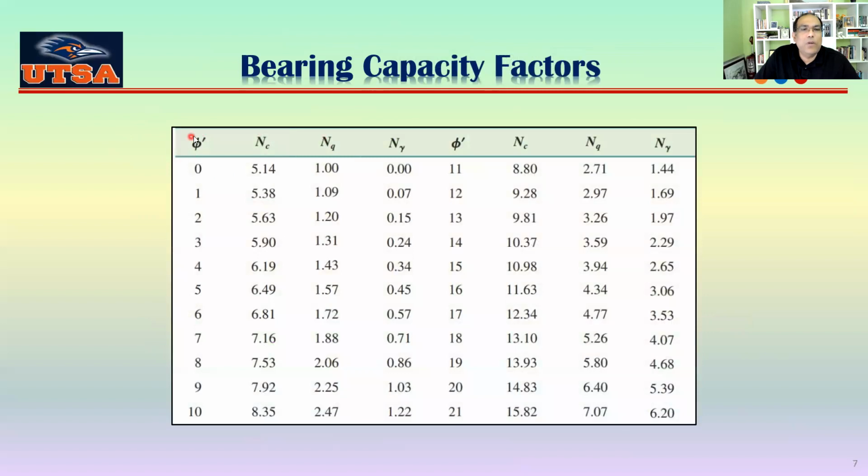You can see if you know your phi prime, then basically you can find your Nc, Nq, and N gamma. Okay. One thing you can notice here is that for clay soil, your phi would be 0. In that situation, your Nc equals 5.14, Nq equals 1, and N gamma equals 0. Okay.